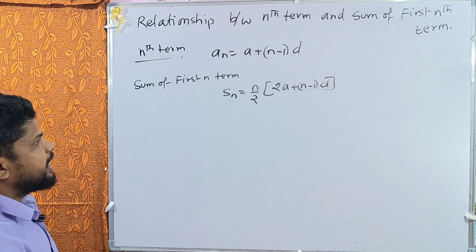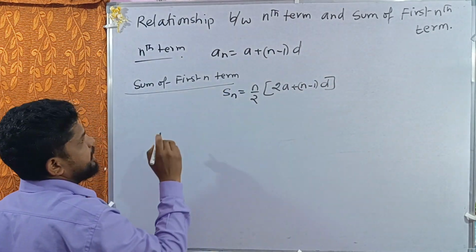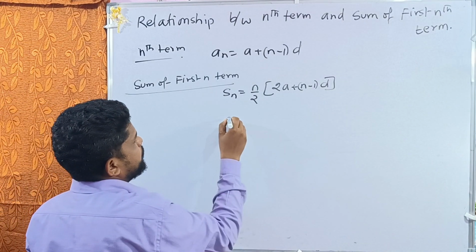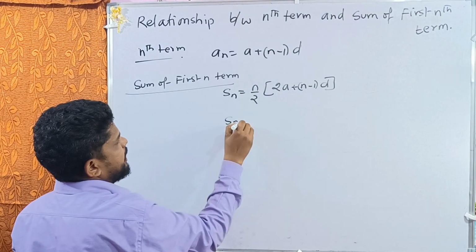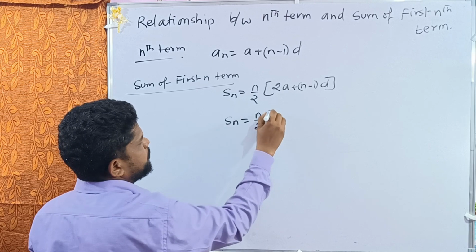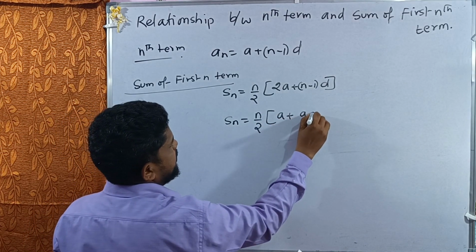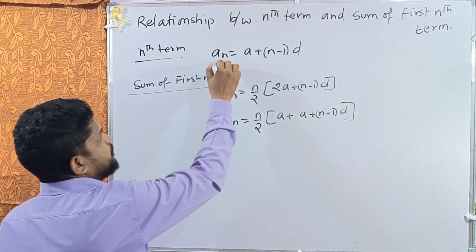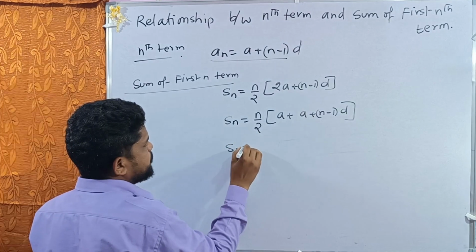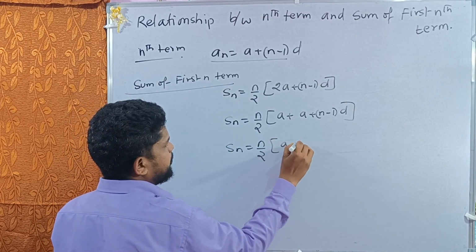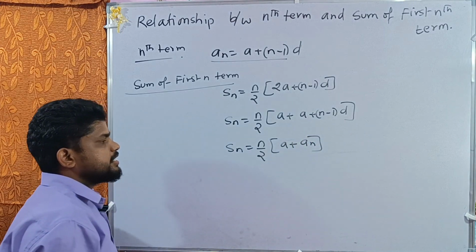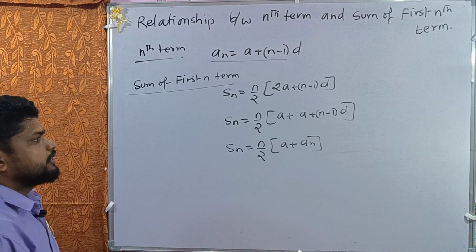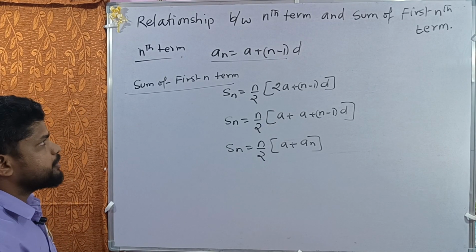Dear students, we can write the sum of the first n terms in terms of the last term also. This can be rewritten as Sn = n/2 [a + a + (n − 1)d], and substituting the nth term over here, we get Sn = n/2 (a + an). This is the one formula which gives the relationship.